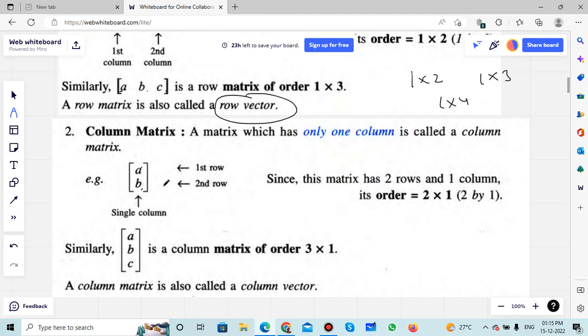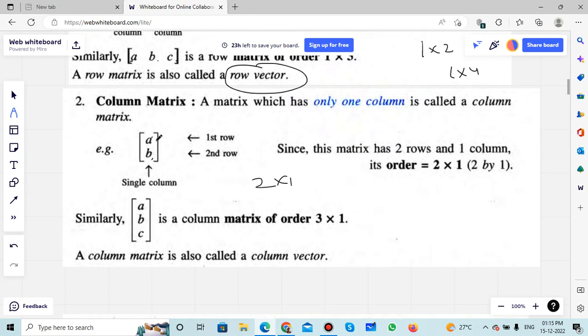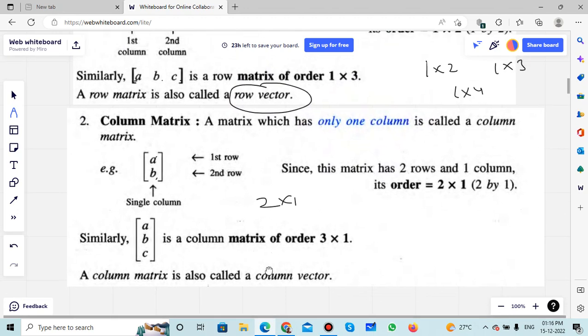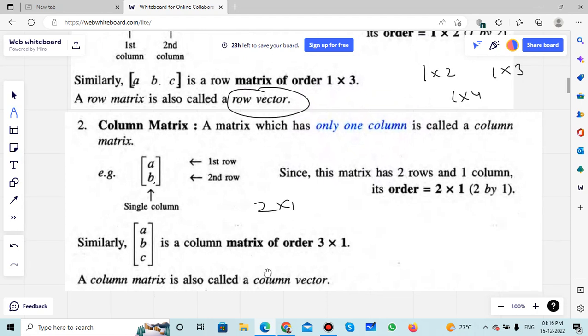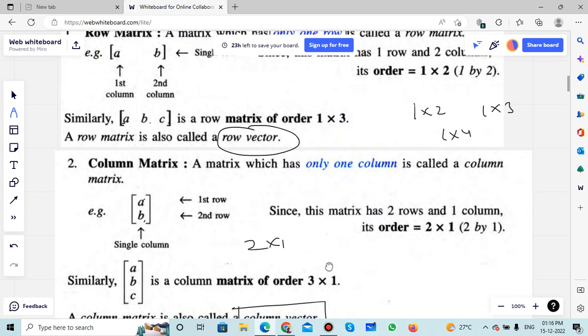So the order will be what? Remember there are 2 rows in it, so it will be 2 into 1. Okay, 2 by 1 we can call it. So it has only one column. Maybe it can have only two elements, or 3 elements, 4 elements, no problem. And the other name for this particular column matrix is column vector. What do we call it? Column vector, row vector, and column vector here.